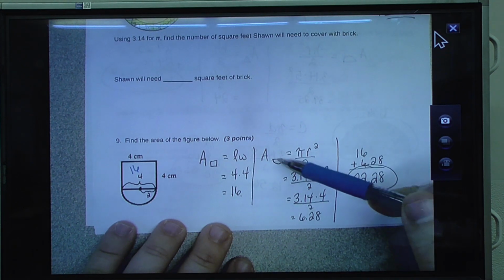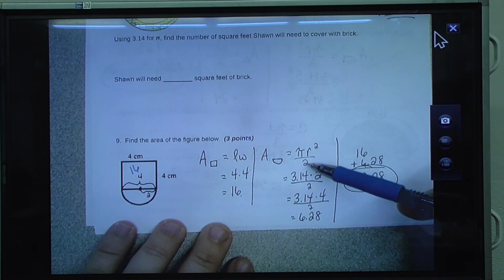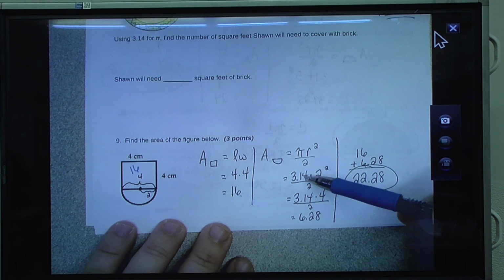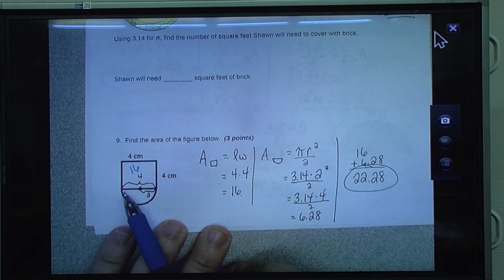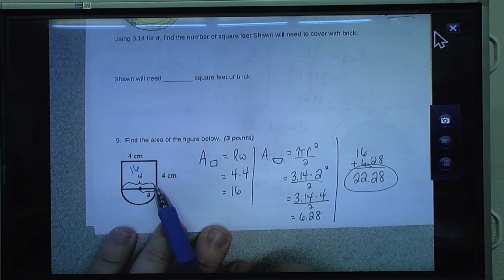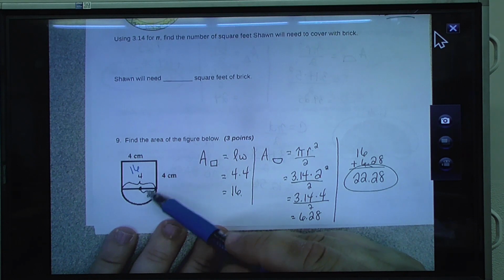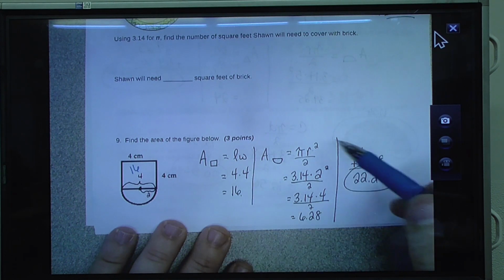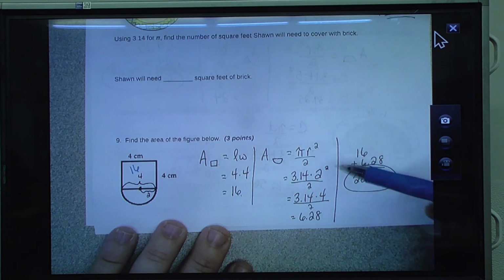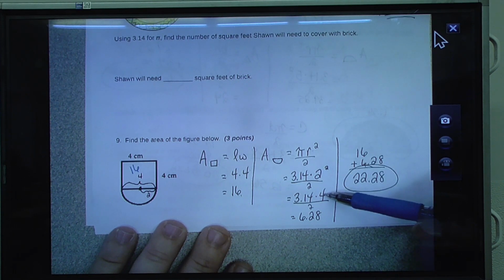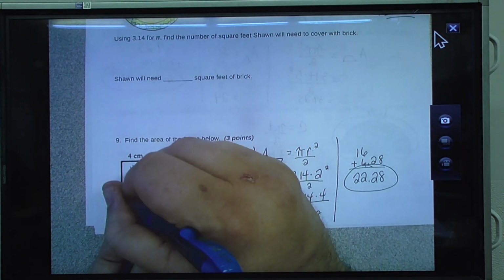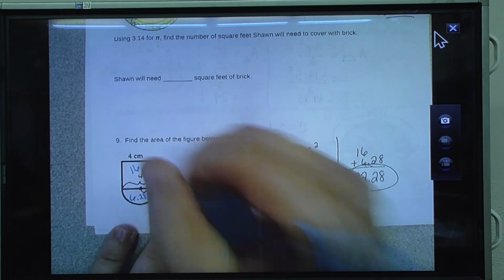So the area of the semicircle is equal to pi r squared, and we got to divide it by 2 because it's a semicircle. Pi is equal to 3.14. The 4 that we have right here is the diameter, because this 4 is the same length as this line right here. But we don't want the diameter in our formula, we want the radius. So 4 divided by 2, cut in half, is 2. So my radius is 2. I went ahead and squared my radius, so I got 4. 3.14 times 4 divided by 2 is equal to 6.28. So the area of this semicircle is 6.28.